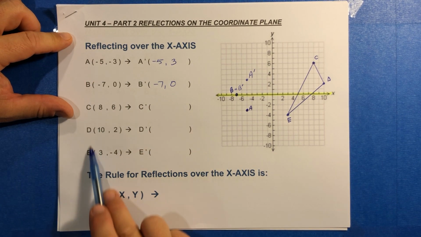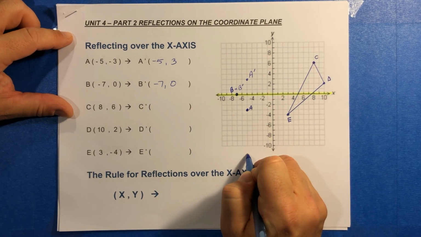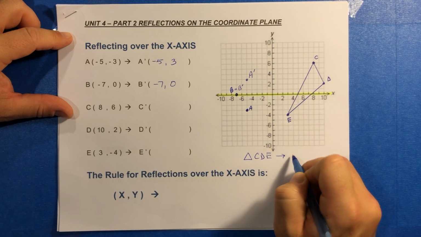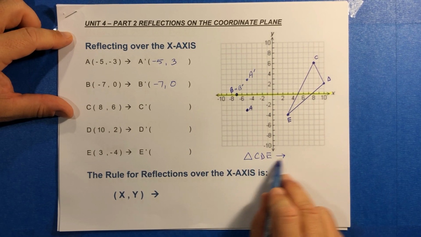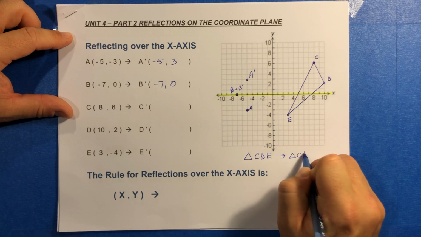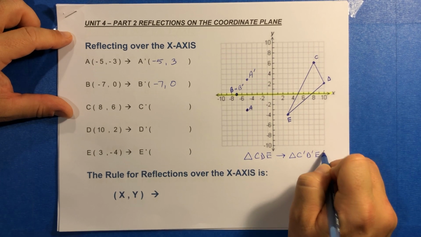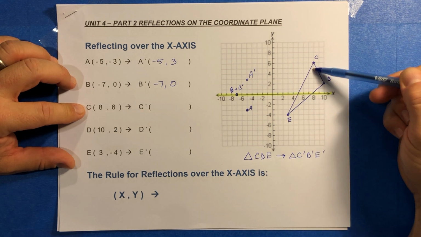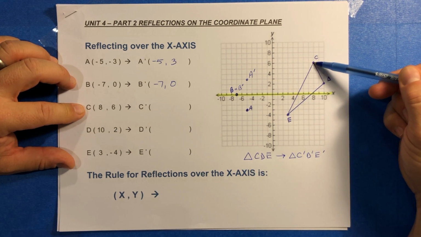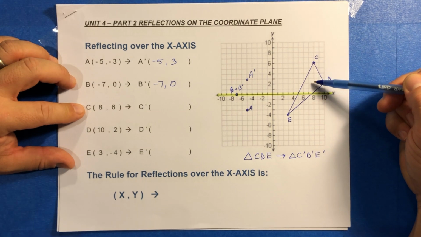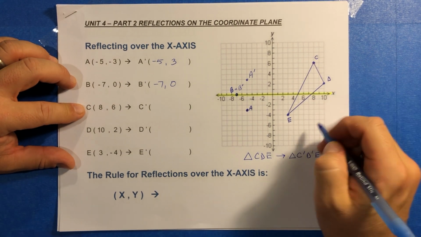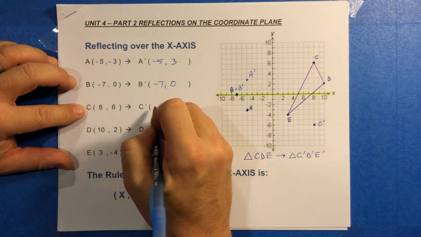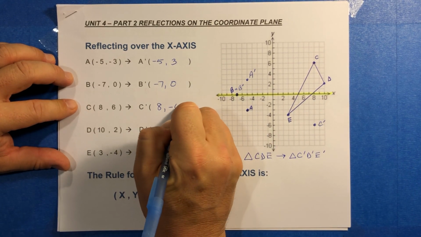So now triangle CDE, I'm going to write this down. Triangle CDE is going to map onto, that's kind of how we read this, triangle C prime, D prime, E prime. So let's see where these points go. 8, 6 is all the way over here, up at 6, point C. Now, think about it. It's going to be 6 above, therefore point C prime will become 6 below. Now, C prime becomes 8, -6.